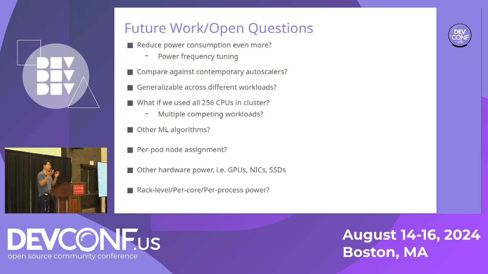Also, right now the power metric that we're using is the CPU package power, so it's not that realistic. Obviously, you want to look at rack level power, or if there's a way, I know ARM processors have per-core power. That could be something we can look at. But it's still a lot of open questions of future work. This is just one experiment we did that had some interesting results.